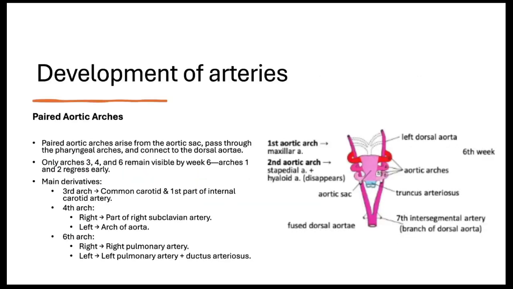The development of arteries starts from the paired aortic arches. So you can see that there are a few bunches of aortic arches here, but there are supposed to be 6 of them, and the first two degenerate early on. So the only ones of significance which we need to know are 3, 4, and 6. The third arch, which you can see over here in red, gives rise to the common carotid artery and also some part of the internal carotid artery. The fourth arch, which is right below it, gives rise to the subclavian artery and also the arch of the aorta. The sixth arch is in charge of forming both the pulmonary arteries, the left one and the right one.